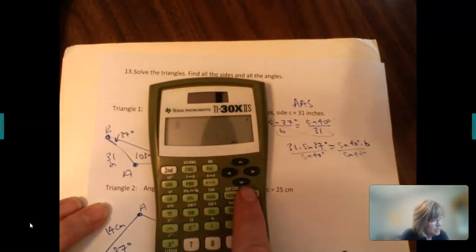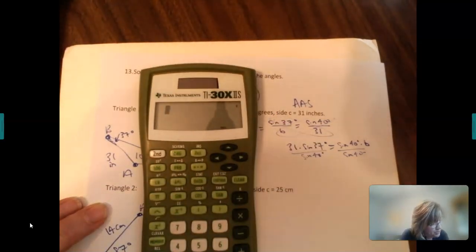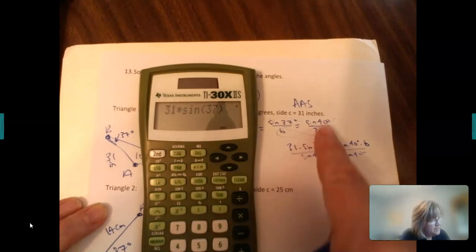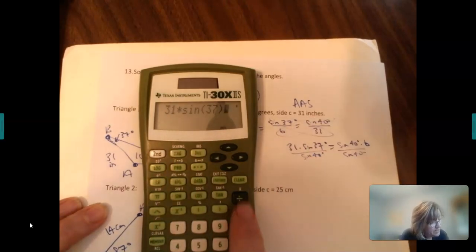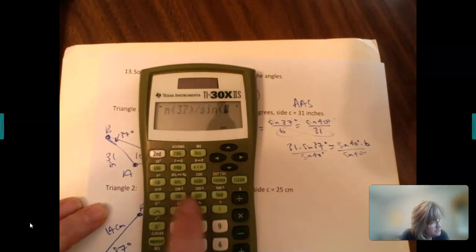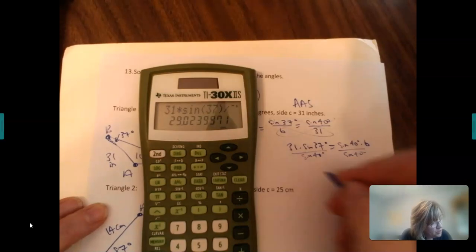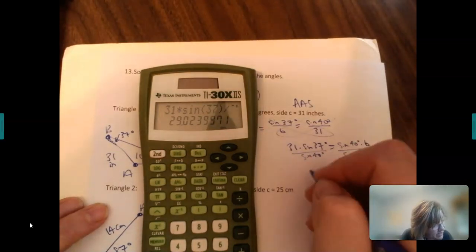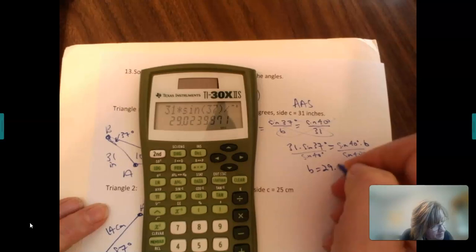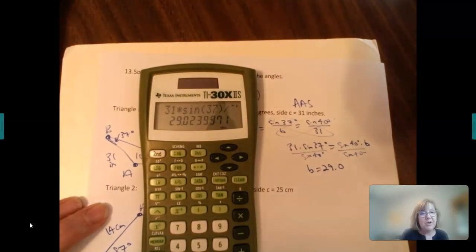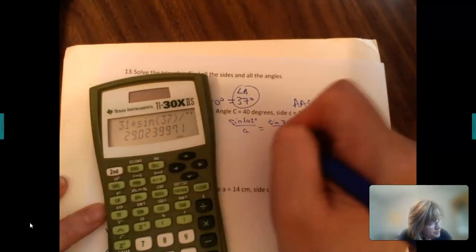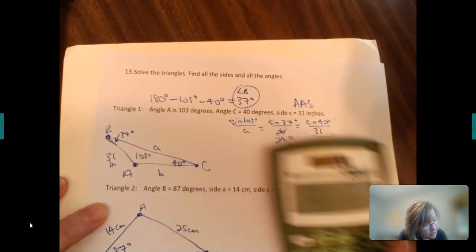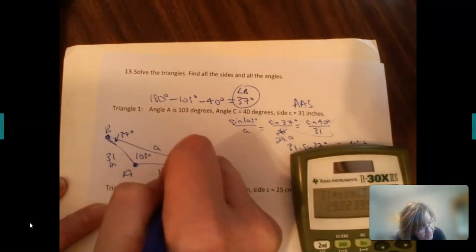So I'm back on degrees. So I'm going to take my 31 times the sine of 37. So sine of 37 and that angle there. And then I'm going to divide by the thing by the b. So divide by sine of, what is that, 40? Okay, equals. So I get, and I'm solving for side b. So b is about 29.0. Okay, all right, so that's side b. So I could put that in here, 29.0, and over here, 29.0 inches.